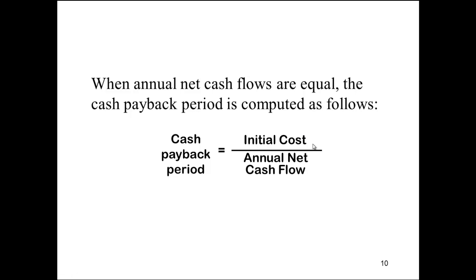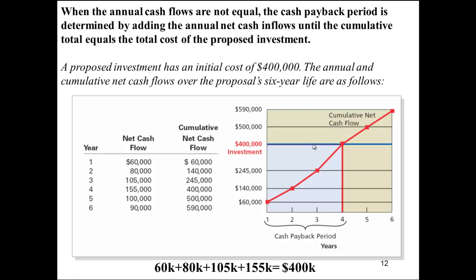Now, when the annual cash flows are not equal, it's going to be a little more complicated for us, and we're going to have to add the annual net cash inflows until the cumulative total equals the total cost of the proposed investment. So let's just take a look here. Let's assume we're dealing with a proposed investment that has an initial cost of $400,000. Let's see how long it is going to take for us to recoup it.